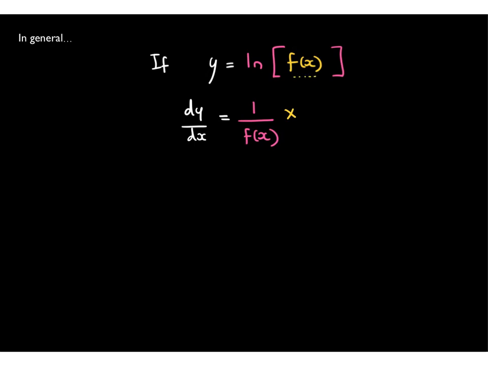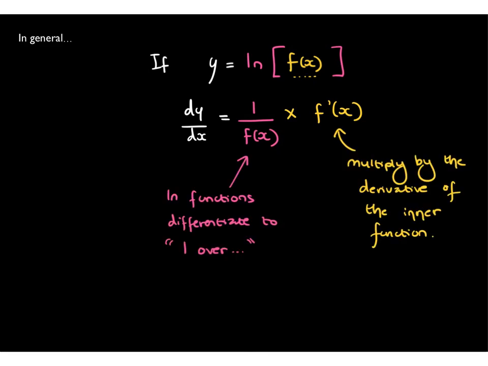Now, supposing y is equal to an ln type function, so it's equal to ln of an inner function. The inner function could be anything, ln of f of x, for example. Then dy by dx will equal 1 over f of x, because an ln function will differentiate to 1 over, but we need to multiply by the derivative of the inner function, which is, of course, f dash x. And make sure you can apply that rule quickly and efficiently.